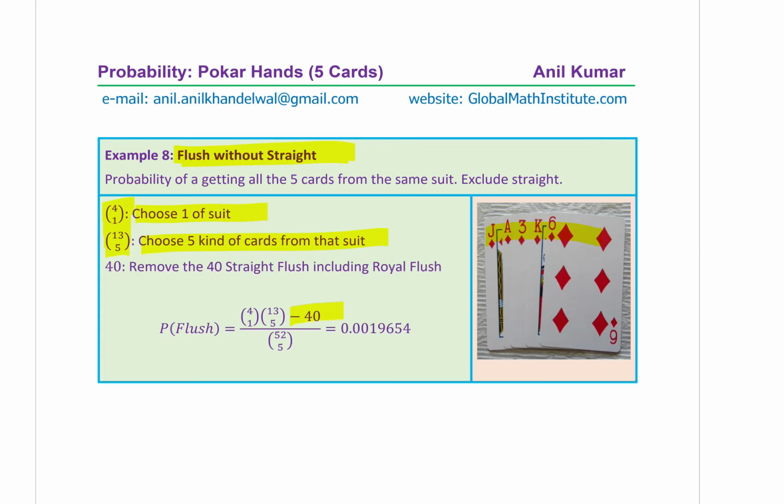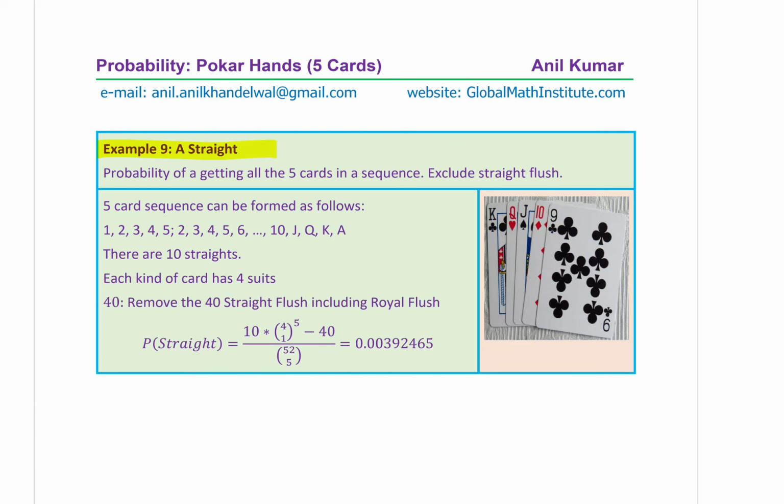Taking away 40 from our flush, all kinds, will give us the numerator favorable cases for this particular case where we are looking at the probability of getting all 5 cards from the same suit. We are excluding the straights because straights within the same suit are a much higher ranking. Perfect. So we get our answer in this case at 0.0019654. I hope that is clear. Now let's take the next example where we're talking about a straight.